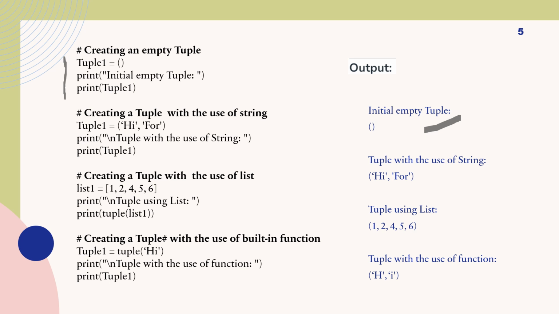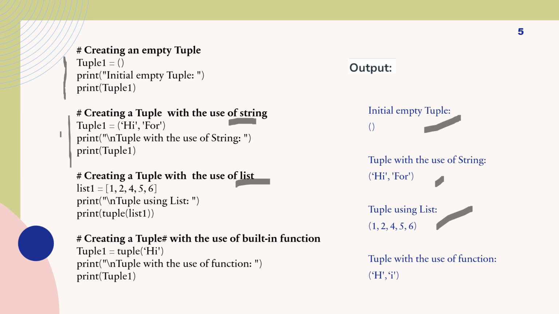So we can create an empty tuple like this, and we can also create a tuple with the use of strings. Here for tuple 1 the strings are given as hi and for, and if we print tuple 1, you will get the output hi and for. And we can also create a tuple with the use of a list. So here list 1 is equal to 1, 2, 4, 5, 6, like that the list is given. And if you print tuple of list 1, you can see the tuple of the list is printed within the brackets.